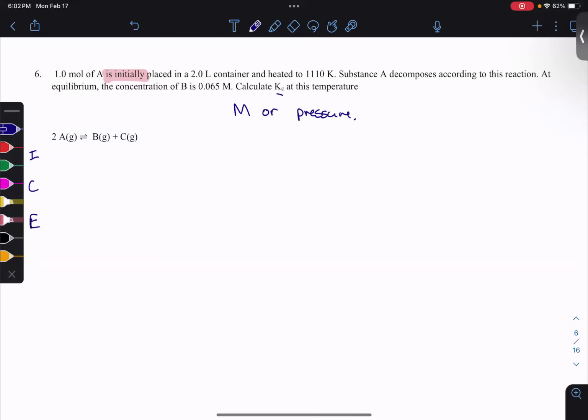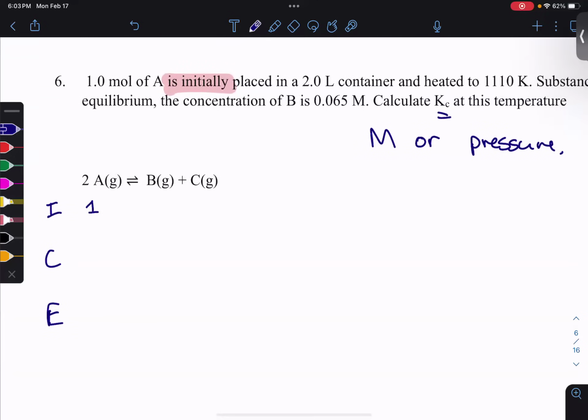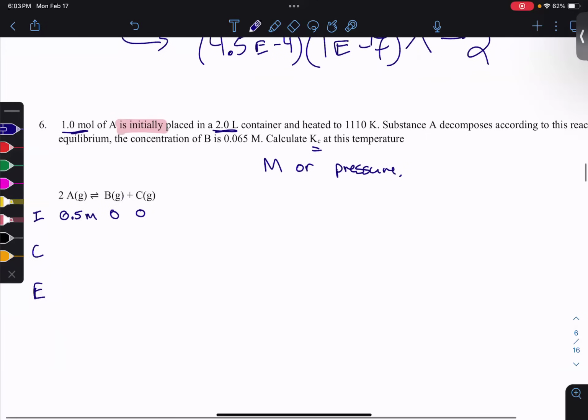Since I want you to calculate Kc, what unit should I probably populate my ice table with? Molarity, yes. So in the initial line under A, am I going to put a 1 here? No, because 1 mole is given. I want it to be molarity. So look, 1 mole, 2 liters. So what is the actual concentration of A? 0.5 molarity. If I only put A in the container, that implies there's nothing else. So 0 for B and C.